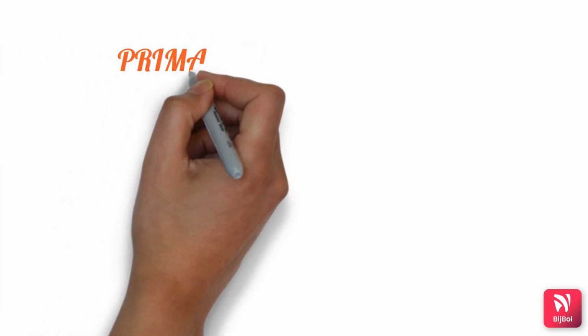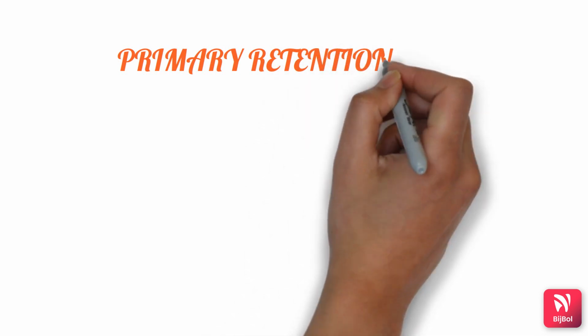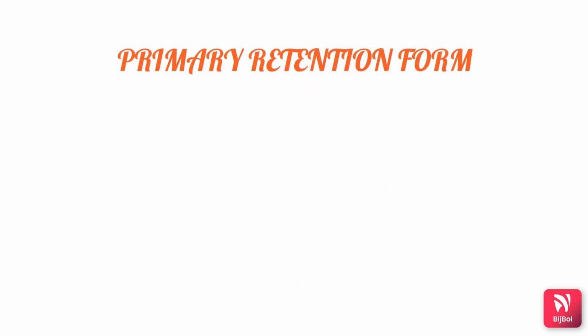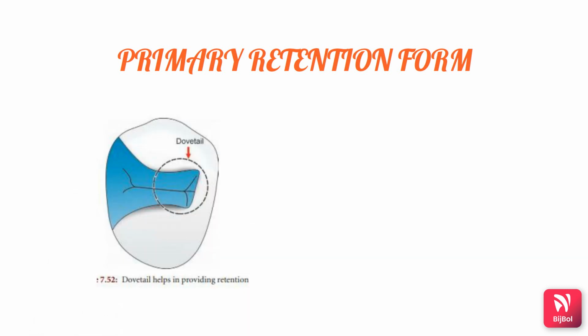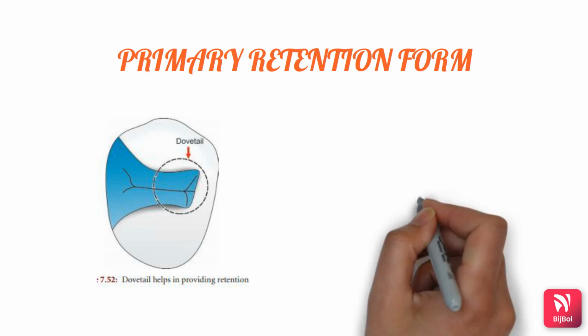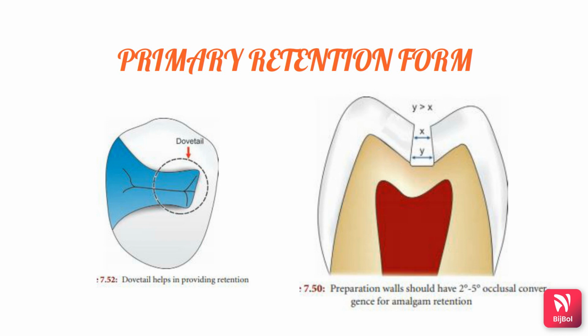Next is the primary retention form. It is a shape or the form of the preparation that resists the displacement or removal of the restoration from tipping or lifting forces. That includes the occlusal dovetail that prevents the tipping of the restoration by occlusal forces. Next is the occlusal convergence of the preparation walls. In a class 1 preparation, the facial and the lingual walls should converge occlusally, which enhances retention as well as the resistance form of the cavity.